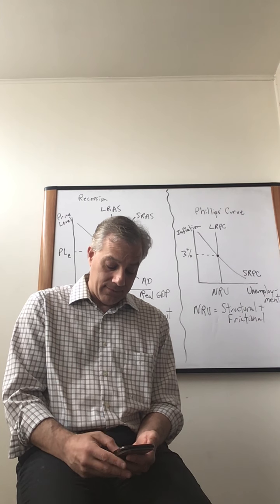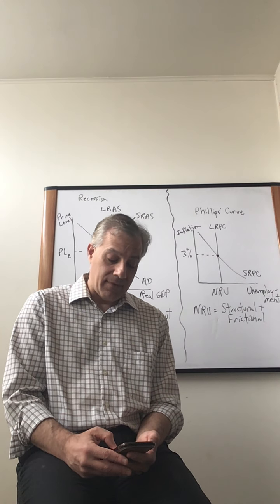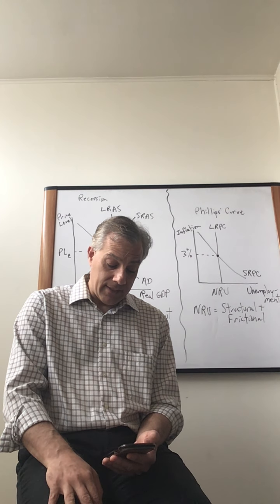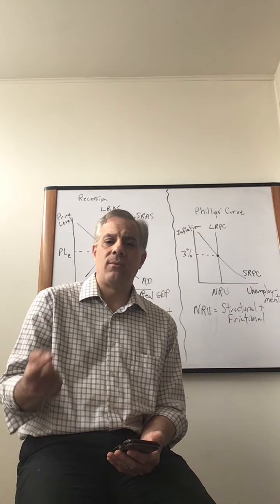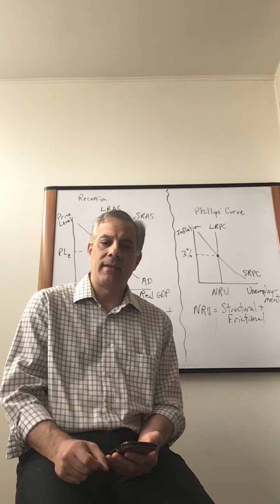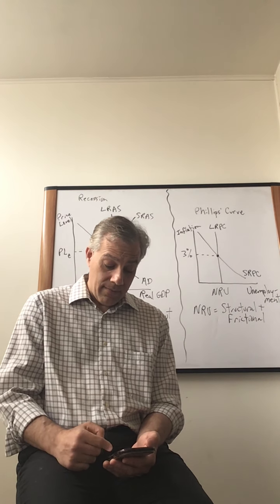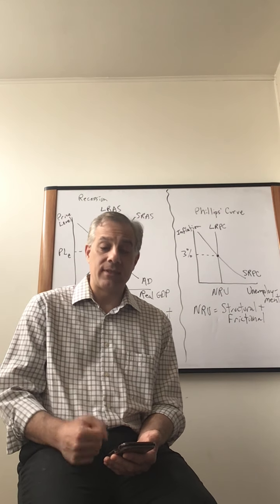Number 21. If the reserve requirement is 10%, then a Federal Reserve purchase of $10 billion in bonds will increase the money supply by a maximum of how much? Well, the money multiplier is 1 divided by the reserve requirement. If the reserve requirement is 10%, 1 divided by 10% is 10. 10 times the $10 billion bond purchase is $100 billion.